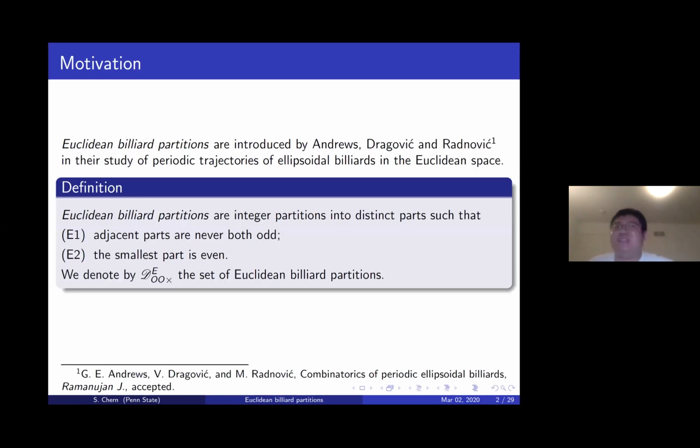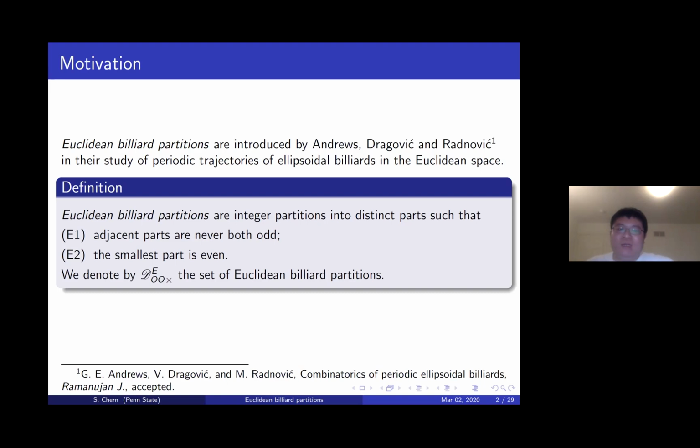And of course, since we are talking about partitions, the motivation of this work comes from a recent paper of George Andrews and his co-authors, Dragovich and Radnović, in their study of the periodic trajectories of ellipsoidal billiards in the Euclidean space.